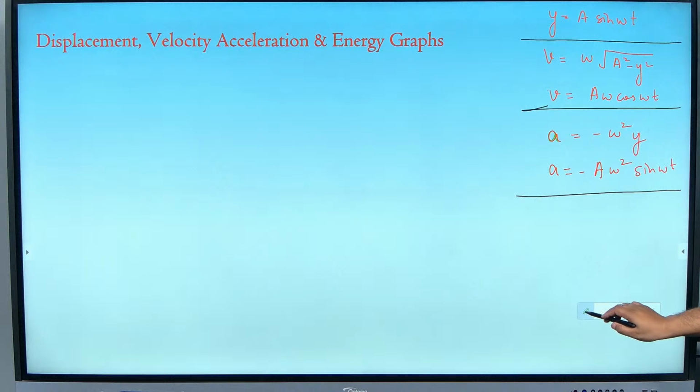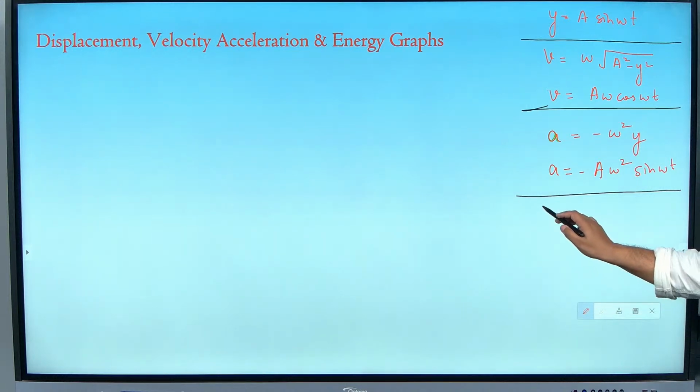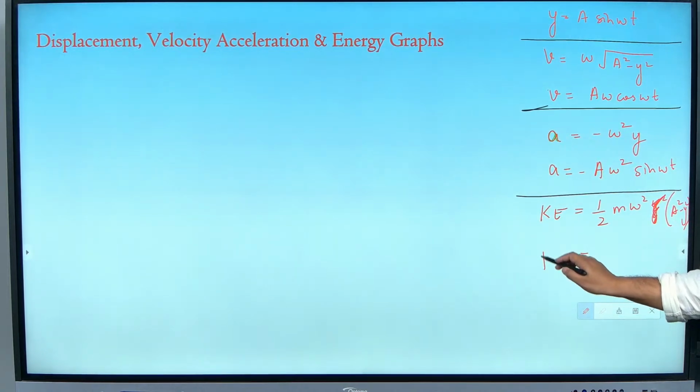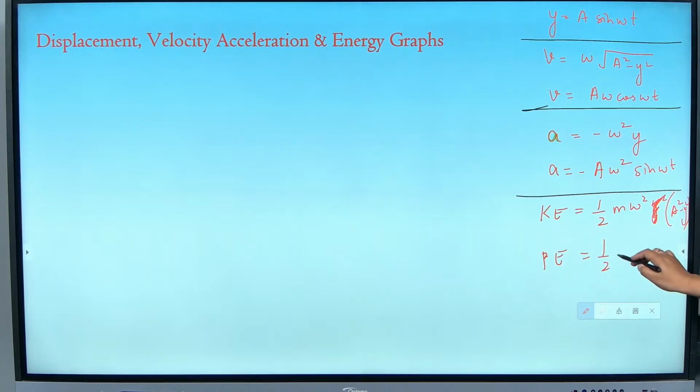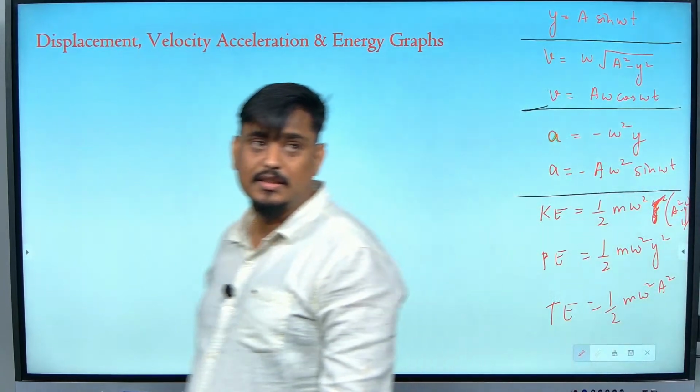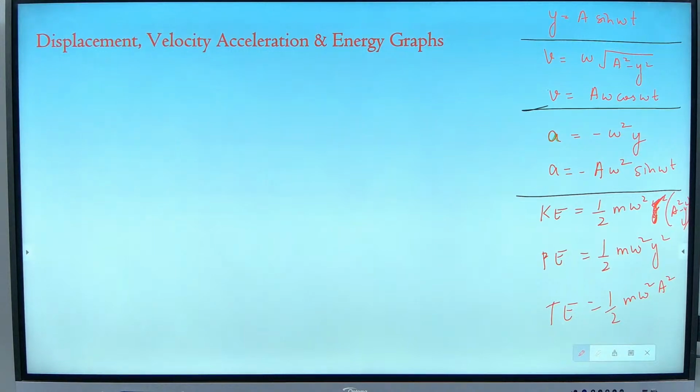So what is the value of kinetic energy? Kinetic energy is half m omega square into a square minus y square. And if I write in terms of potential energy, what is that? Half m omega square y square. And what is total energy? Half m omega square a square. Clear? Okay, just recalling all the formulas we learned in today's class.